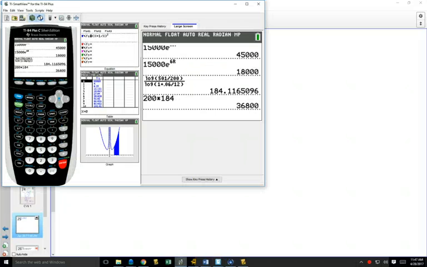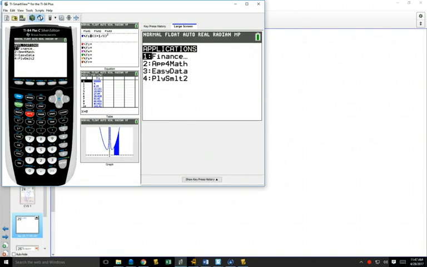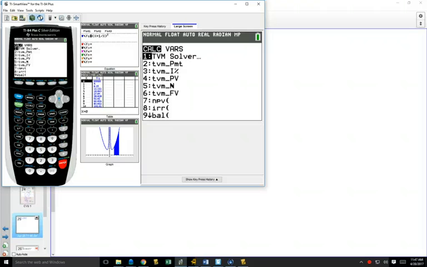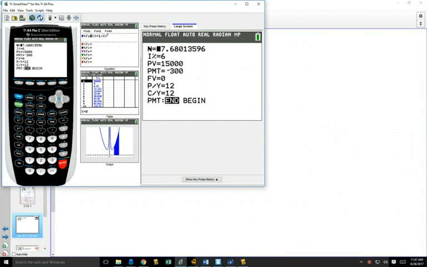The way that you find it on your calculator is you turn your calculator on, you go to apps, and the very first one is finance. It comes on every graphing calculator. Push enter on finance, and then the very first thing that comes up is TVM solver. That stands for time, value, and money. And this chart comes up.